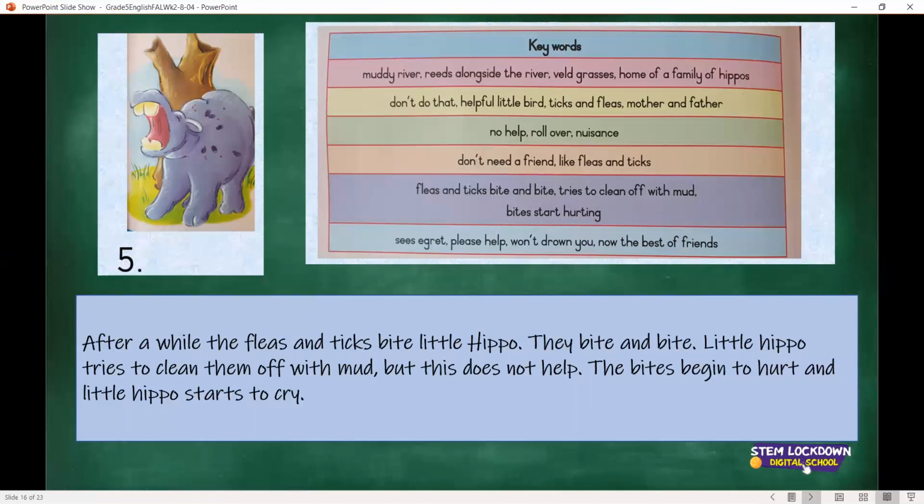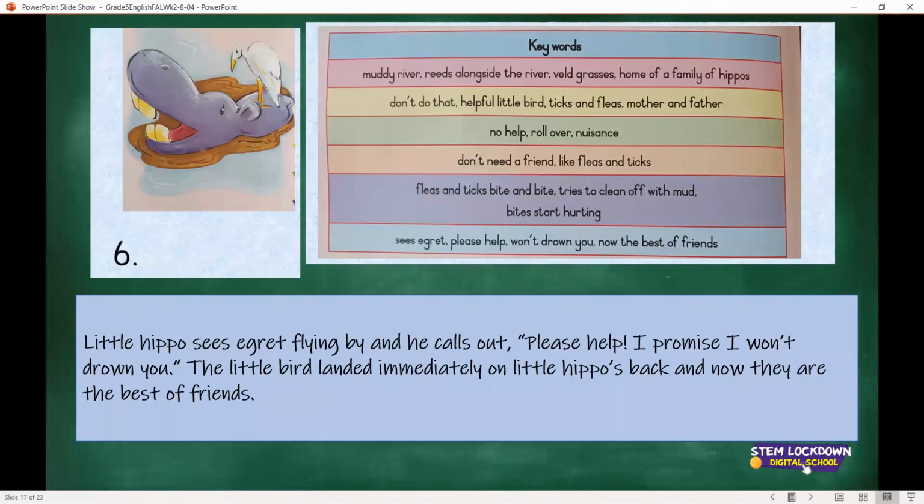Okay, so little Hippo sees Egret flying by and he calls out, "Please help, I promise I won't drown you." The little bird landed immediately on little Hippo's back, and now they were the best of friends. So if you look here, you see my exclamation mark. That is expressing, that is calling out. Okay, so his voice is being raised, so it puts a bit of expression in the story. In the second sentence, I used the word immediately to show you that something happened straight away, so you can actually imagine this happening in your mind.